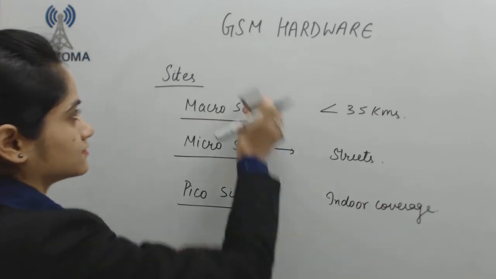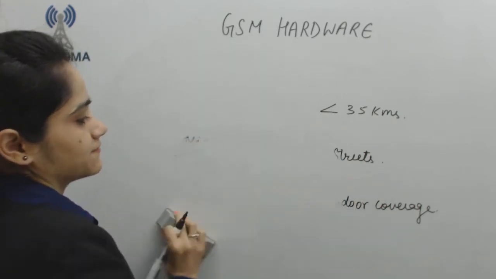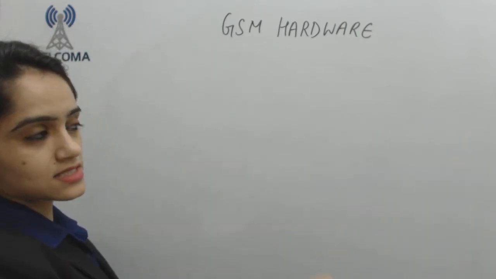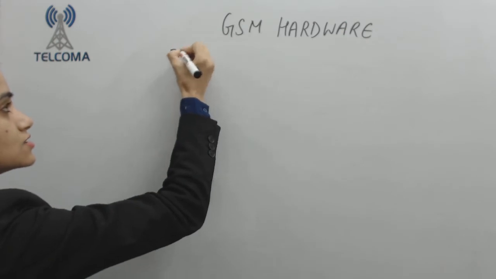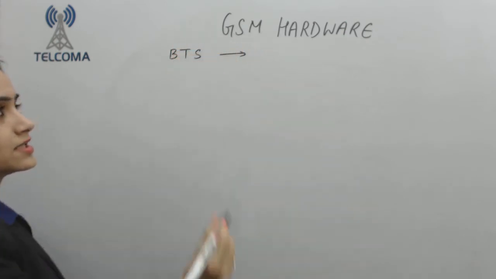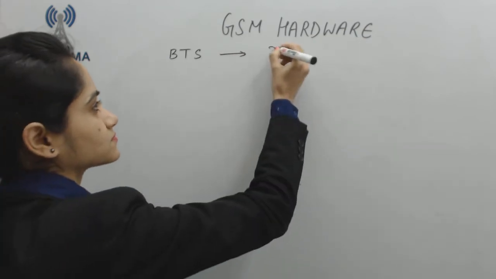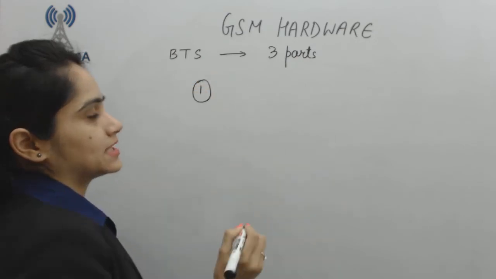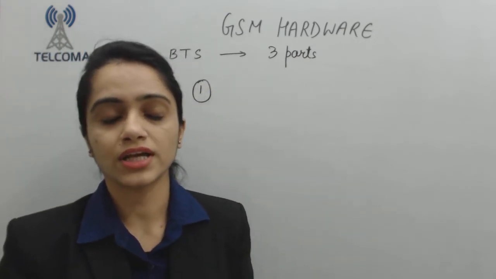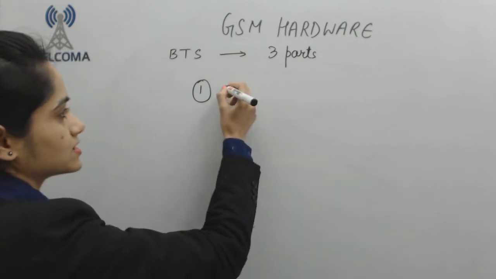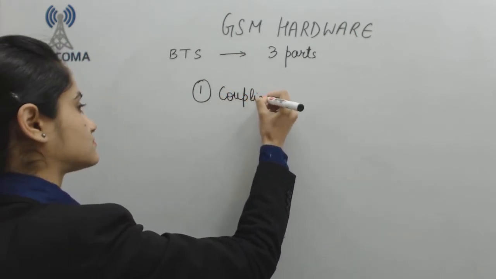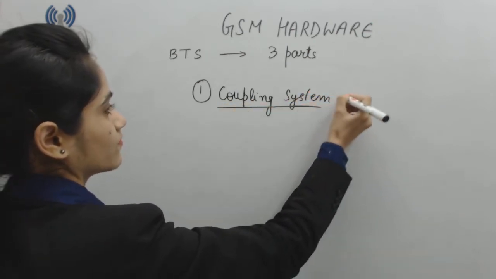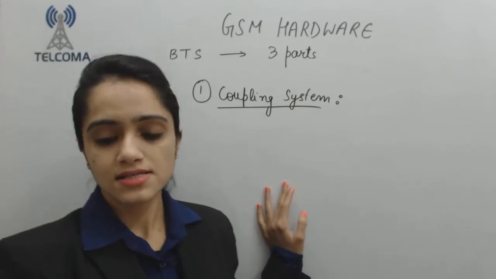Now let's start with the first hardware of GSM, which is the BTS. BTS is the base transceiver station. So a complete BTS is divided into three parts. Now what are the units in the BTS? We have a very first unit, which is the coupling system.